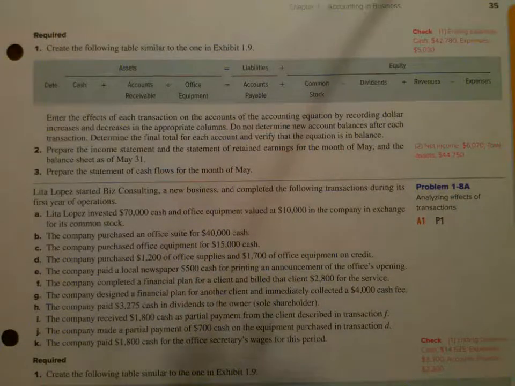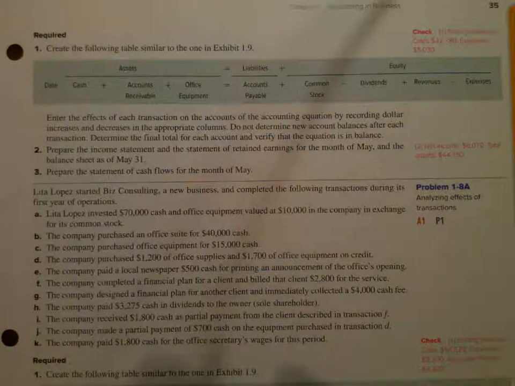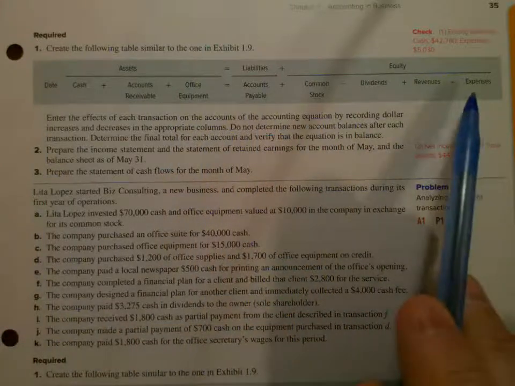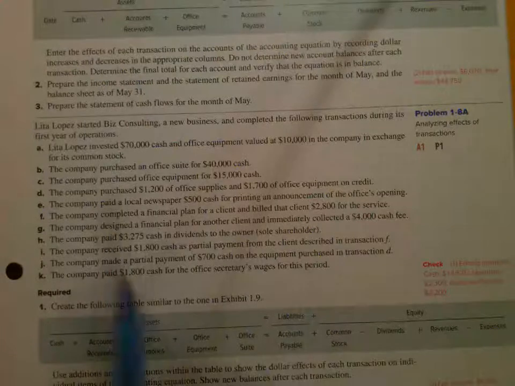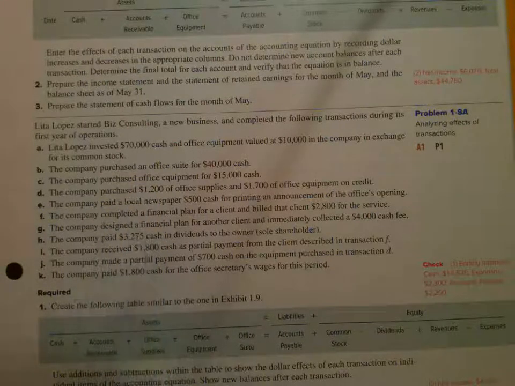What you will do here is, picture an Excel spreadsheet, okay? You would have columns for each one of these, and then all the rows would be transactions. So here is a list of transactions that is occurring for a particular business.